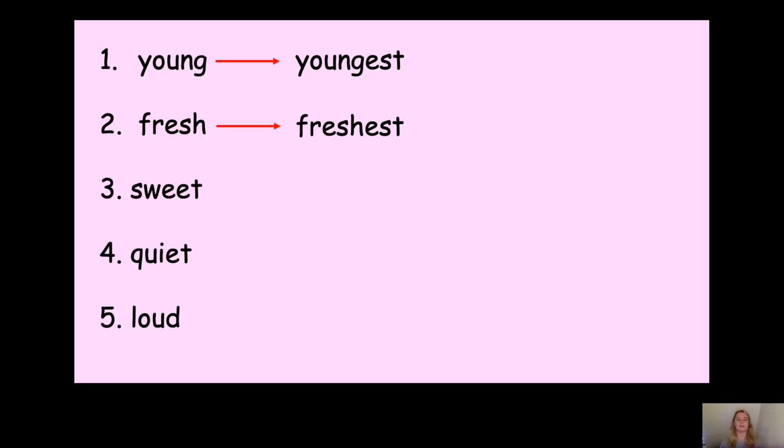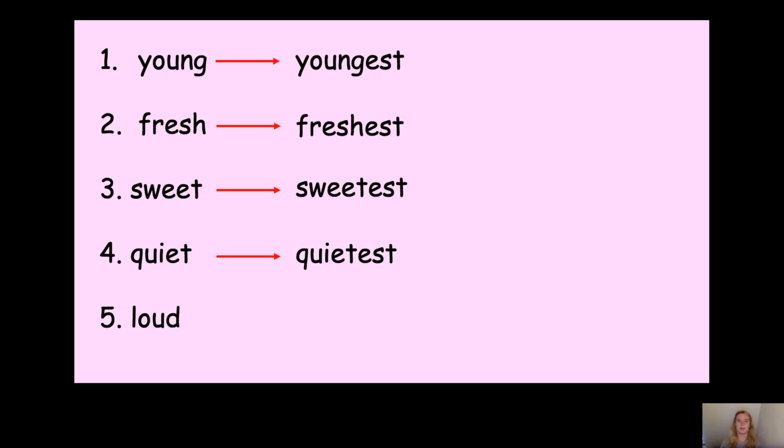Then we have sweet. Okay, so we have the base word. We're going to add our suffix est to make sweetest. Now, quiet. What will we need to do now? Our base word is quiet. That's the adjective. We're going to add the suffix est to make quietest. You could say the mouse is the quietest animal if I'm comparing it to a lion or to an elephant.